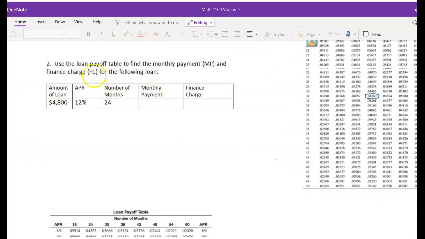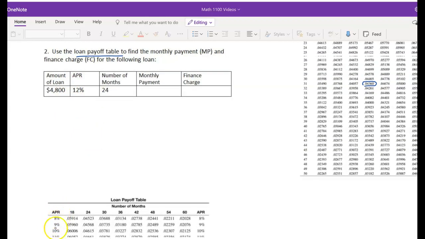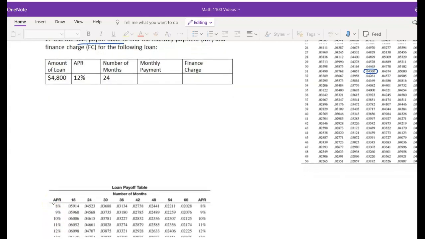So again, we're going to use a different table this time, the loan payoff table, which I have down here. And we're going to use the 12% APR. In this case, they actually have an APR column here, and so we're going to use that 12% row. So I've got it highlighted right here. And then it also says how many months, and in this case 24 months. So I'm going to find where 24 months and 12% intersect, and that's the decimal point 0.04707.